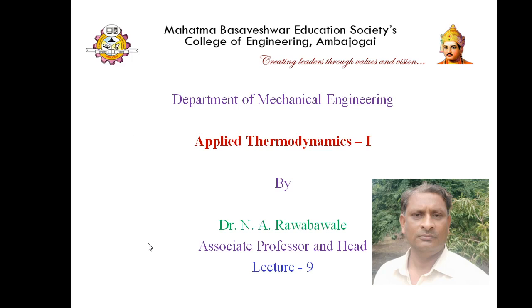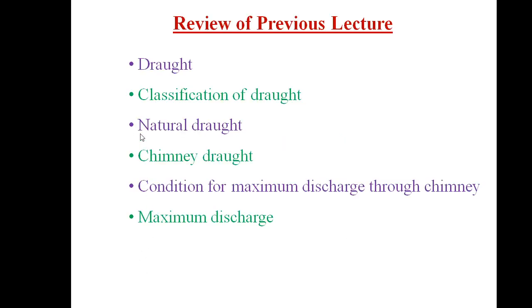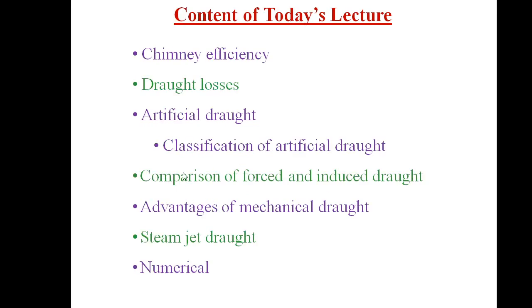In previous lecture, we discussed about draught, classification of draught, natural draught, chimney draught, condition for maximum discharge through chimney and maximum discharge. Now we are left with chimney efficiency, draught losses, artificial draught, classification of artificial draught, comparison of forced and induced draught, advantages of mechanical draught over natural draught, steam jet draught, and numerical on draught.